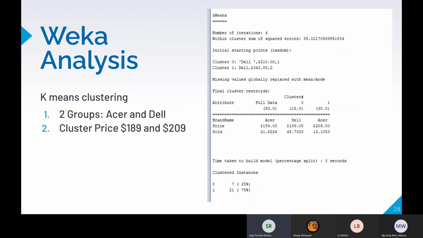Okay, next we use PCA analysis to churn out k-means clustering. From the data, you can see there are two groups that are outstanding, which are Acer and Dell, and the cluster prices are $189 and $209. So basically, k-means clustering is a method of vector quantization originally from signal processing that aims to partition an observation into k clusters in which each observation belongs to the cluster with the nearest mean.